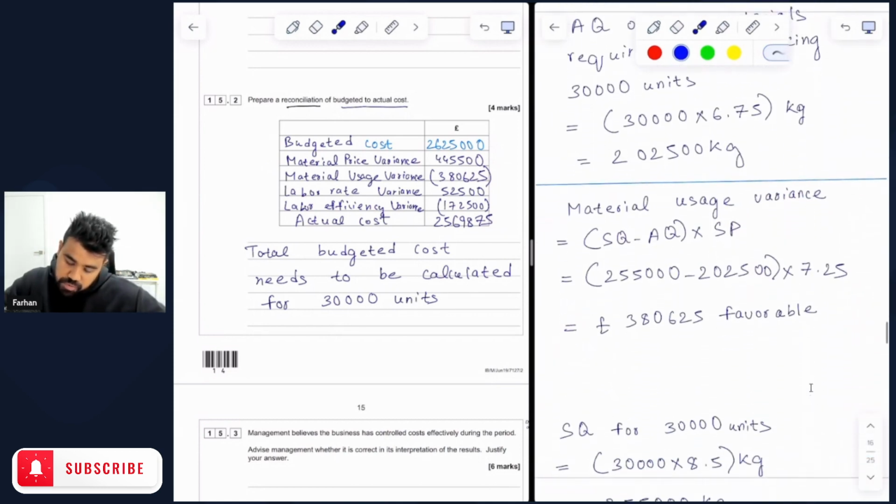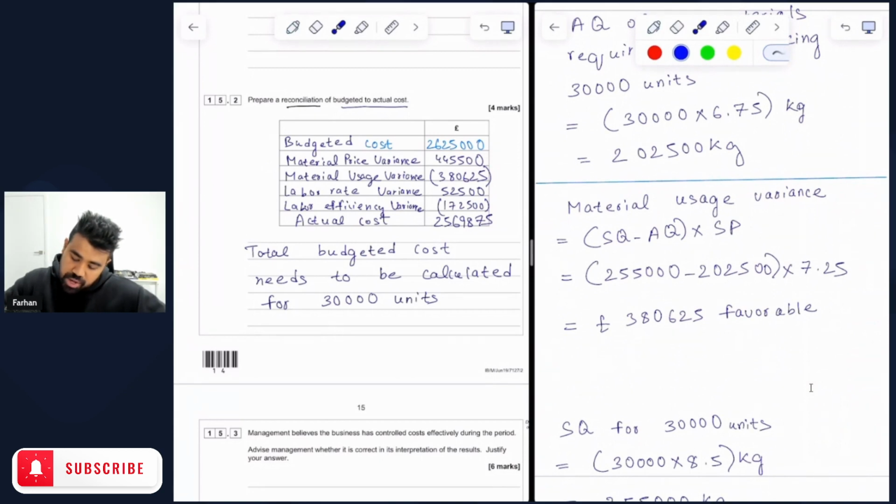The material usage variance was 380,625 favorable. That was because the actual quantity needed was lower than the standard quantity for 30,000 units. Since the actual cost was lower, which resulted in a favorable outcome, we have to subtract it from the budgeted cost that we originally had for 30,000 units. So the material usage variance is subtracted here.